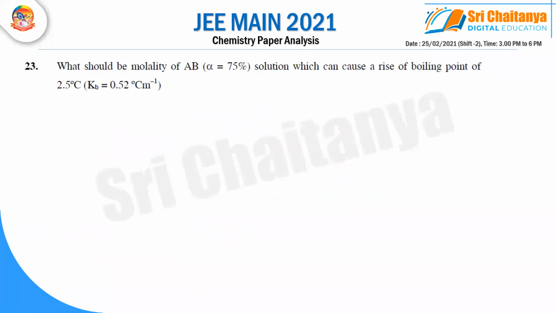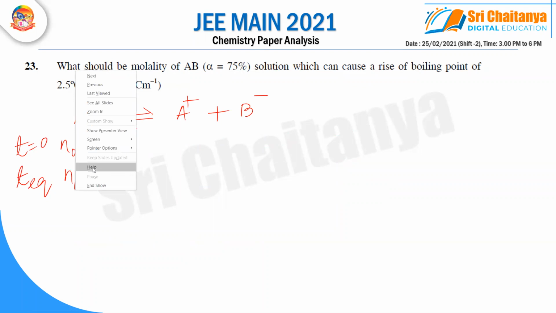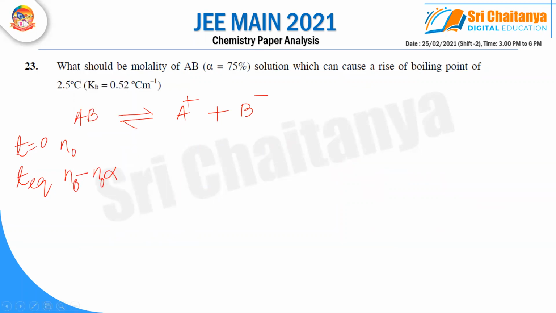Next we have a question from solutions. That is the colligative properties, again a very hot and popular topic. So what is the thing? This AB is dissociated into A plus and suppose B minus. And initially, if you are having n naught moles at t equal to 0, till the establishment of equilibrium, some will dissociate, that is n naught alpha. So we'll subtract that, and here n naught alpha, we will add it.